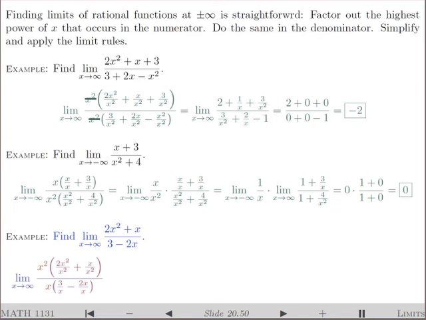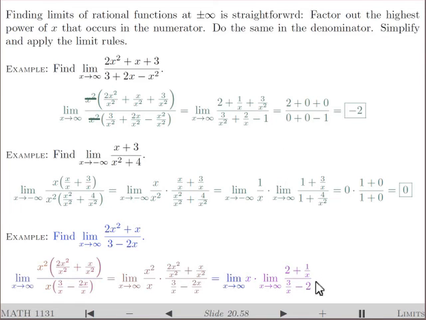Again, I'm going to split it up into two factors. First being x squared over x. The second is the rest of it. X squared over x is x. And then the second factor is 2 plus x over x squared is plus 1 over x. The denominator I have 3 over x minus 2x over x is minus 2.